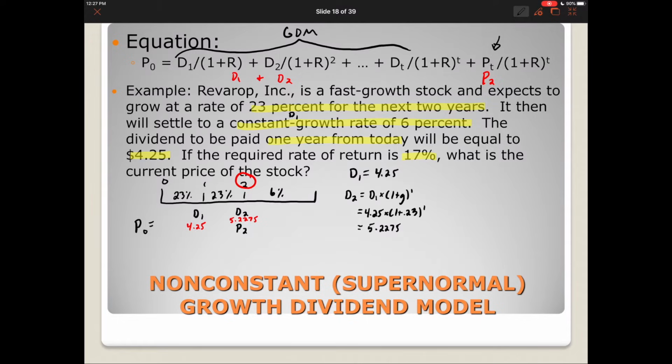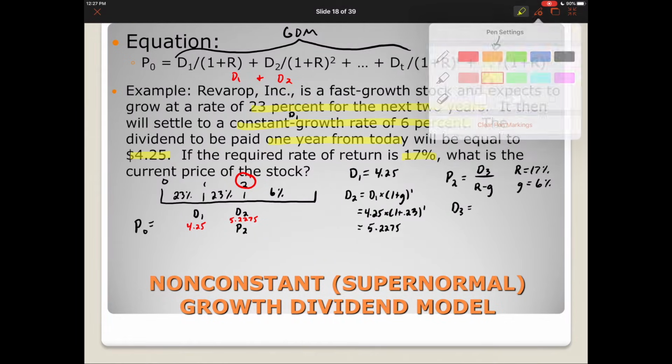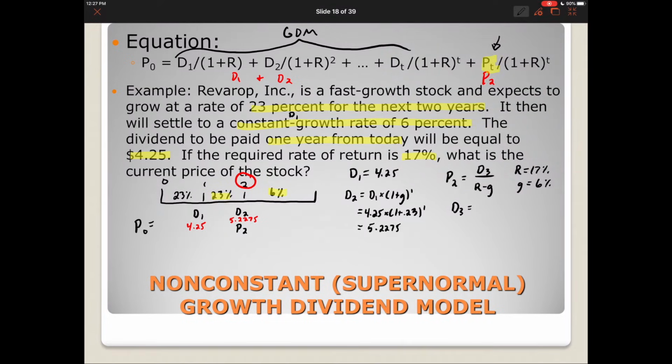Now what I need to do, and you can see it here in the last part of the equation, is find the price when the growth becomes constant. When I have constant growth at the end of the second year, my price is equal to, you have to think back to the constant growth equation. The constant growth equation says that the price at this point in time is equal to the next year's dividend divided by R minus G. I know that R is 17%, and I know that my G with the constant growth is 6%, and so I just need to find D3. Here, since I have different growth rates going from 23% to 6%, I cannot just take the D1 that they provided and compound it 2 periods.